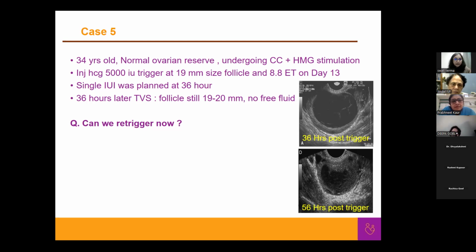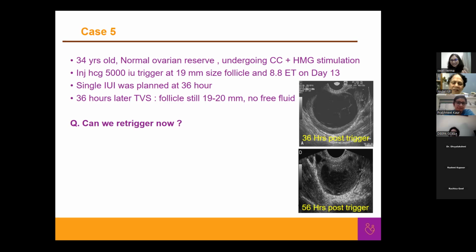So this is a case of a 34-year-old, normal ovarian reserve. She was going through stimulation with CC and HMG. HCG trigger was given at 19 millimeter follicle size and 8.8 endometrial thickness on day 13. A single IUI was planned at 36 hours, and 36 hours later, the follicle had not ruptured and there was no free fluid. Endometrium was normal. So can we re-trigger this follicle now? This is one of the very commonly faced situations, and many beginners do re-trigger also.